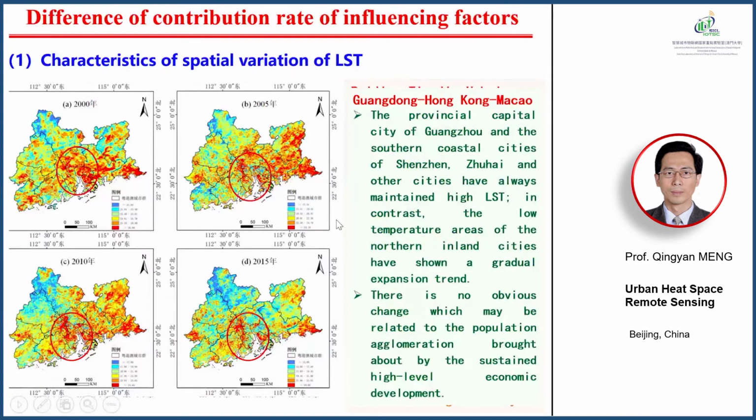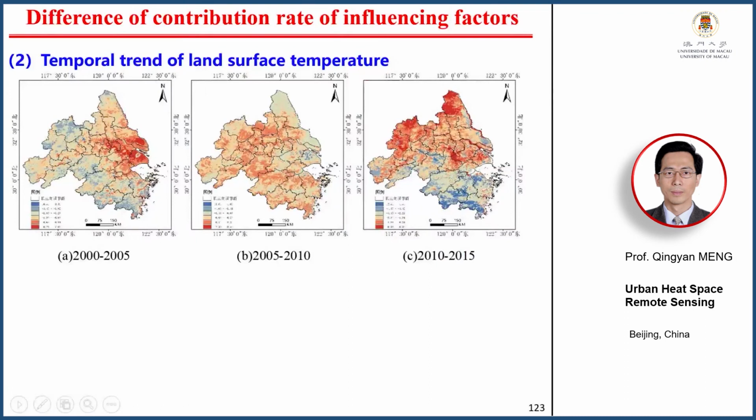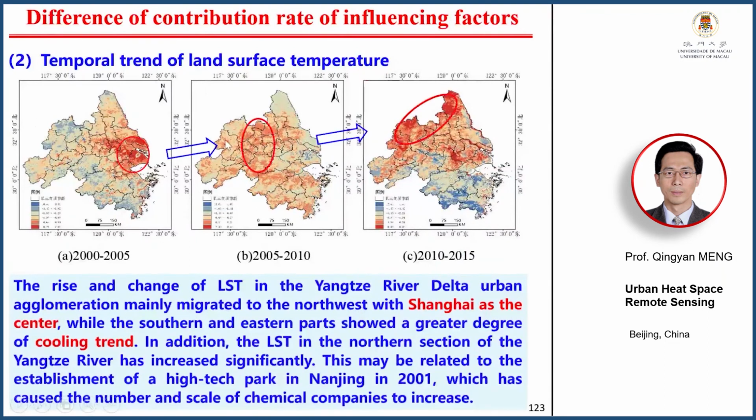The provincial capital city of Guangdong and the southern coastal cities of Shenzhen, Zhuhai, and other cities have always maintained very high LST, and in contrast, the low temperature area of the northern inland cities has shown a gradual expansion trend. Also, we can see the characteristics of Chengdu and Chongqing, and we can study the temporal trend of the land surface temperature from the different years.